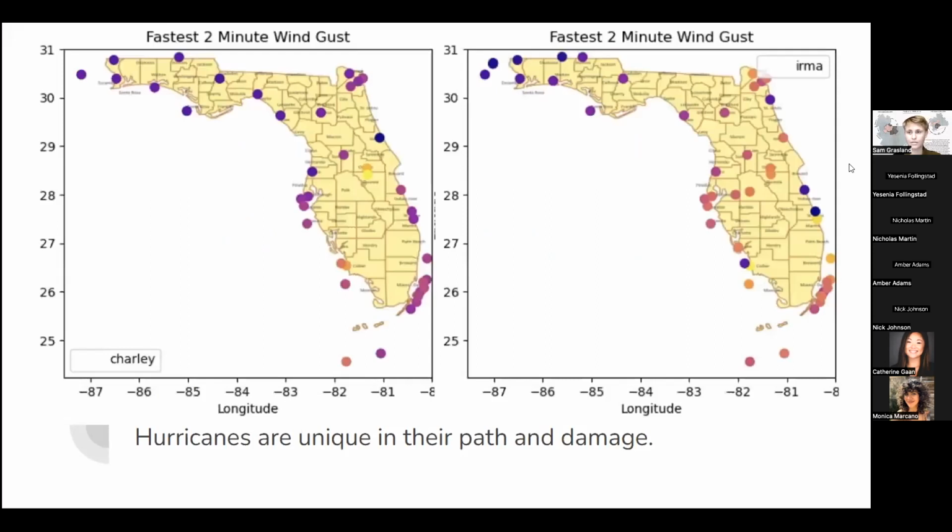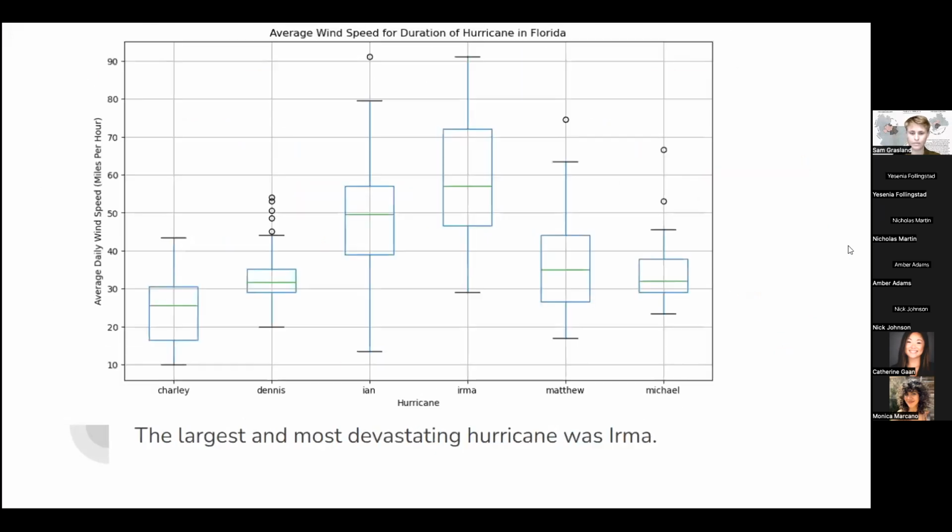So I created these scatter plots to kind of help visualize how hurricanes move through Florida. So on the left here is a scatter plot showing Hurricane Charlie. So the dots that are yellow in color show higher wind speeds. So you can see that Hurricane Charlie really ripped through central Florida here. And the one on the right is Hurricane Irma. So the yellow dots here are more centered in southern Florida. So you can see Hurricane Irma really hit South Florida hard.